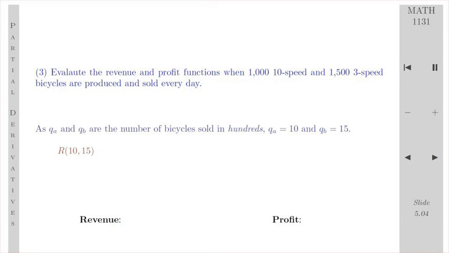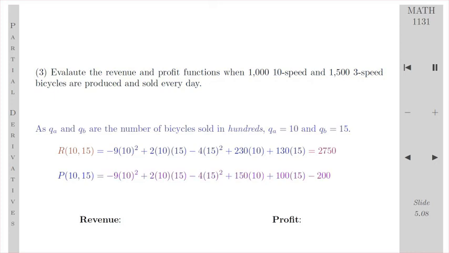So the revenue is 1,000 10-speed bikes and 1,500 3-speed bikes. It's R of 10, 15. Substitute 10 for QA, 15 for QB for the expressions from the previous slide, and then calculate the arithmetical expressions value. Do the same thing for the profit. Substitute 10 for QA, 15 for QB, and calculate the value.